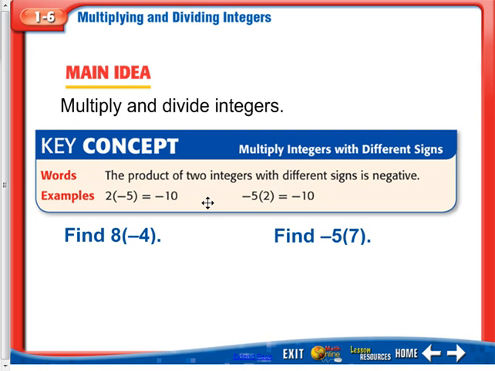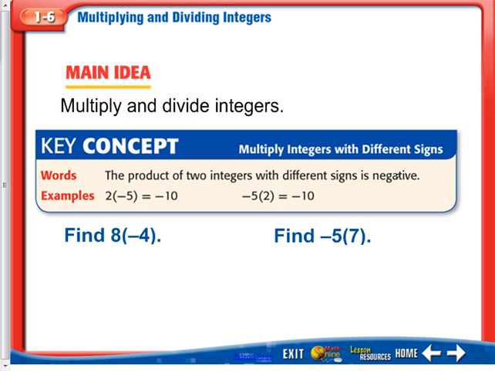In lesson 1-6, we'll be learning how to multiply and divide integers. So far we've been adding and subtracting, and now we'll be multiplying and dividing. When we read the key concept, it says the product of two integers with different signs is negative.